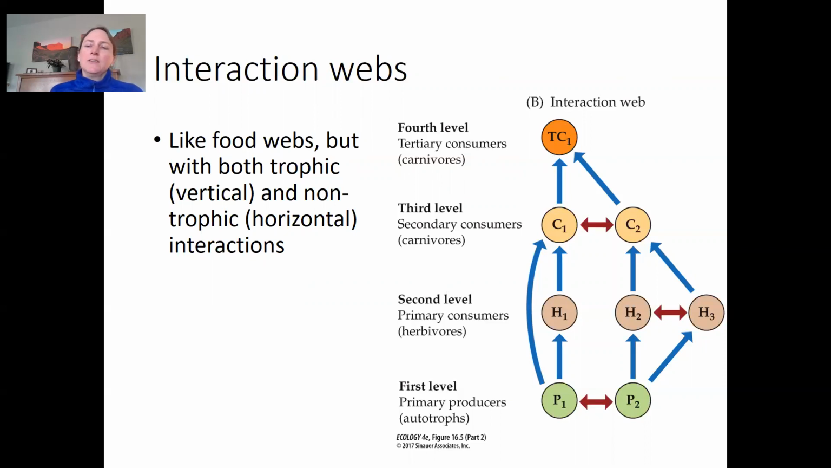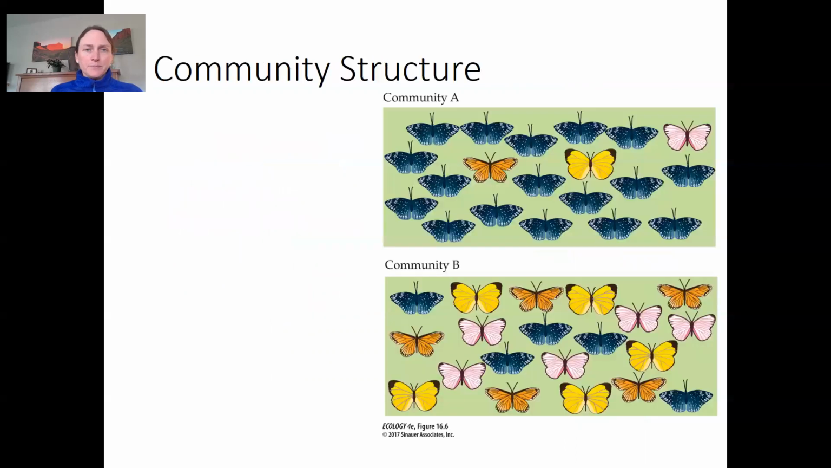So you still have the trophic interactions, which are shown by the steps up through the diagram. So from primary producers to primary consumers and secondary consumers, all the way up to tertiary consumers. Now you've got these side-by-side interactions that show you something about competition or some kind of a mutualism or these other interactions. And so they're more complex than food webs, and they show things other than predation.